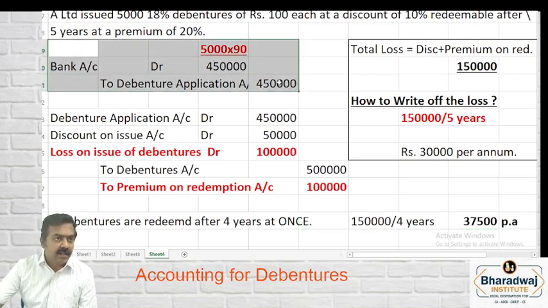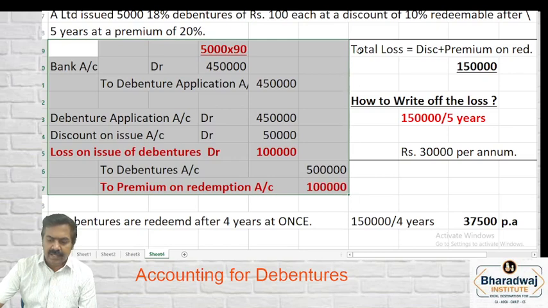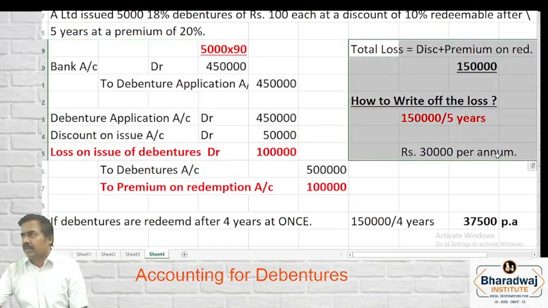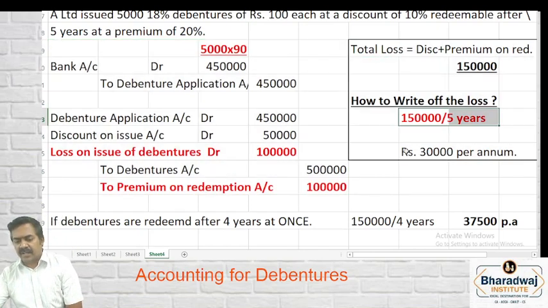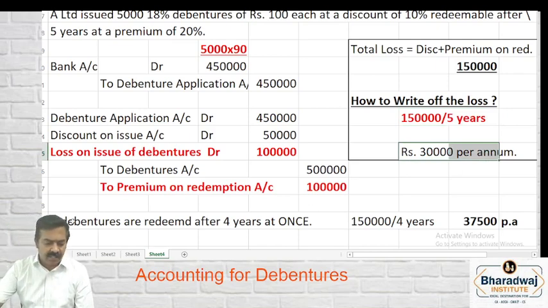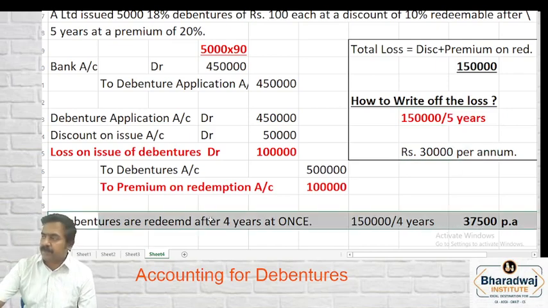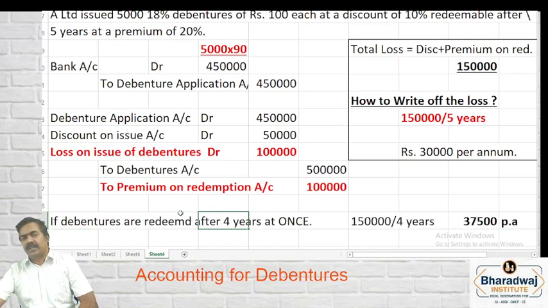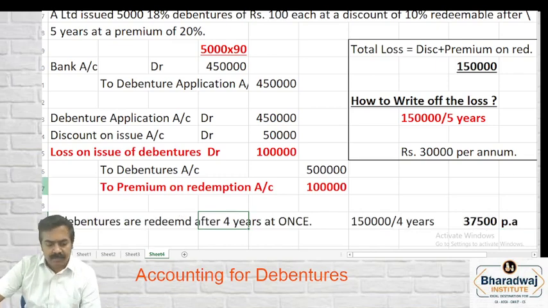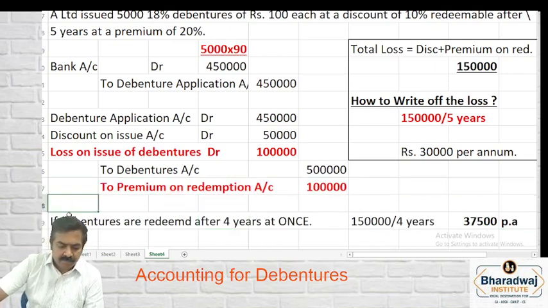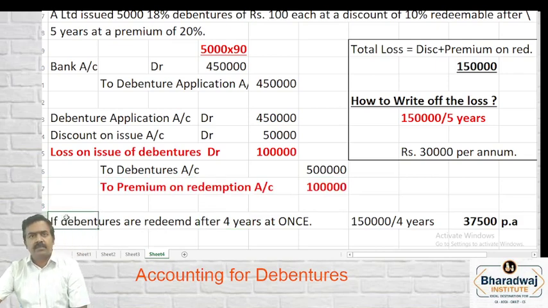Any doubt in the journal entry? Any doubt in writing the amount? If the life is 5 years, write off that expense based on 5 years. If the life is 4 years, write off the expense based on how many years of life? 4 years life. Shall I proceed?